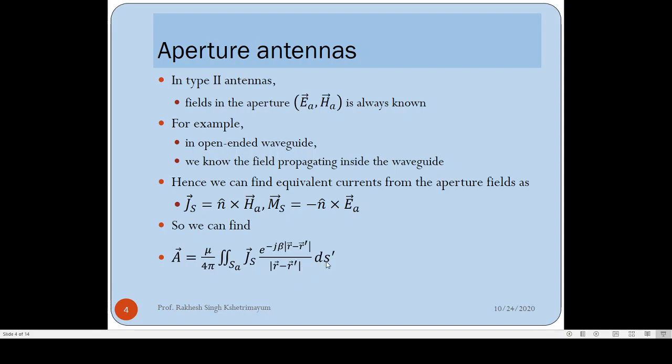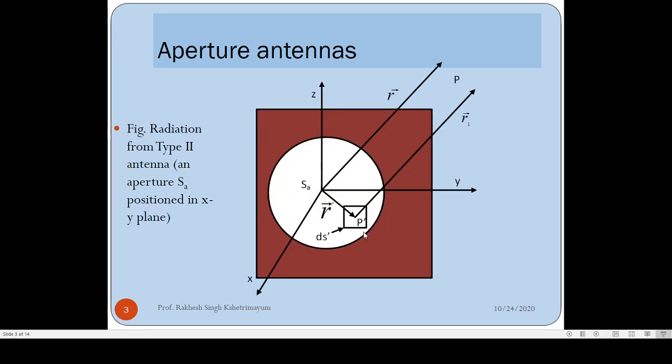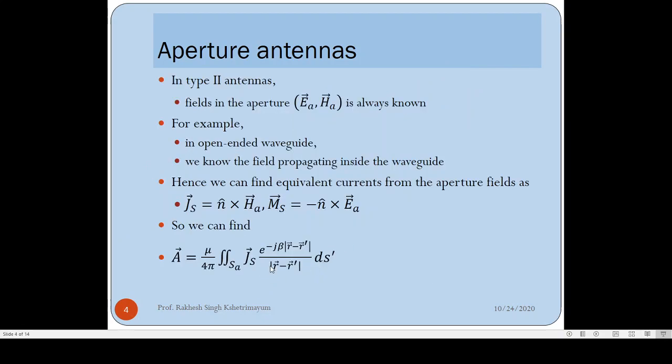You understand what ds dash and SA are from the previous figure. This is SA, the surface of the aperture. ds dash is any small surface element you take, so ds dash is the area of that element. So r and r dash are clear. r is the distance from the origin to the observation point. r dash is the distance of the source from the origin.